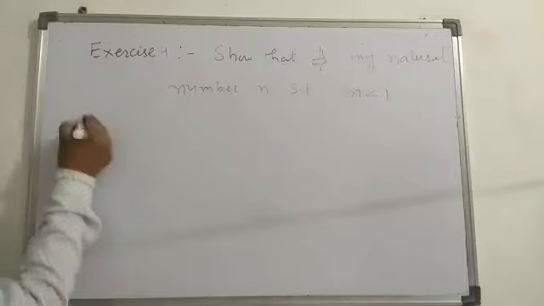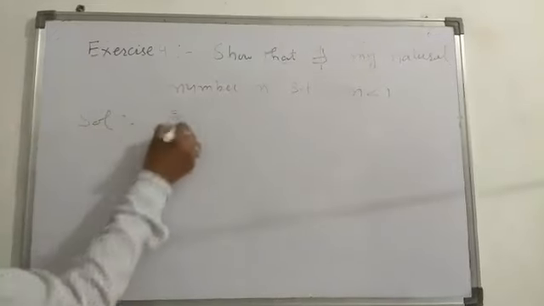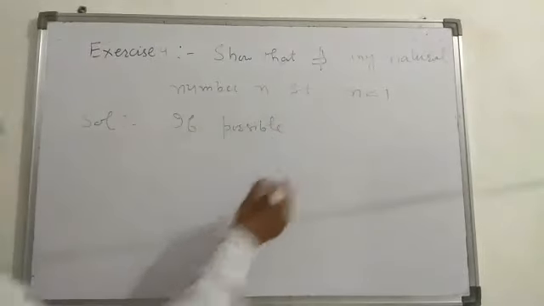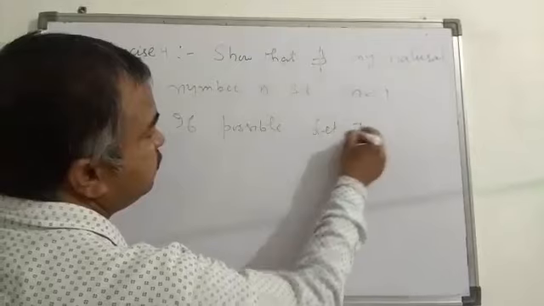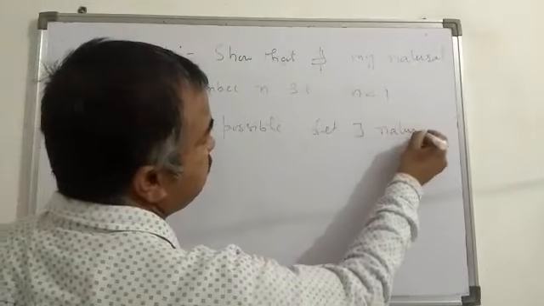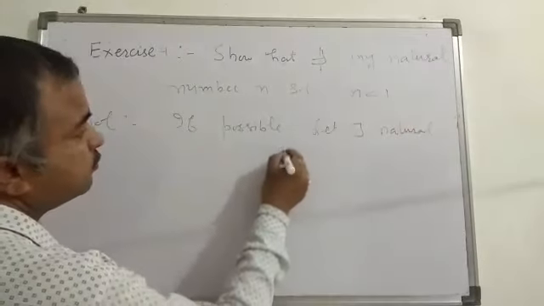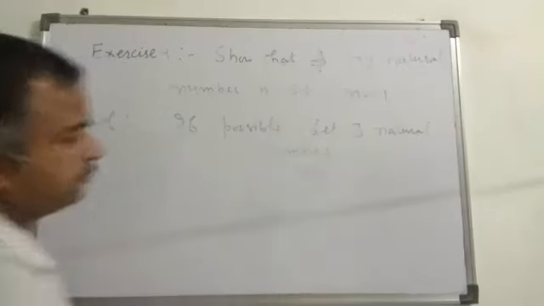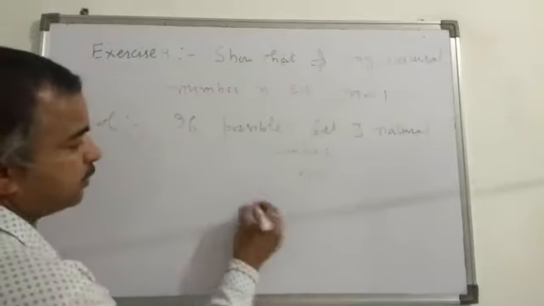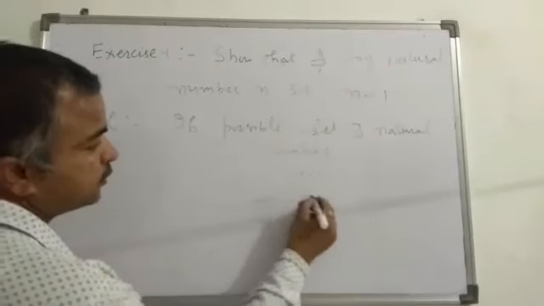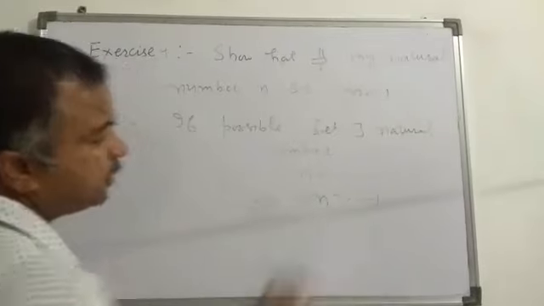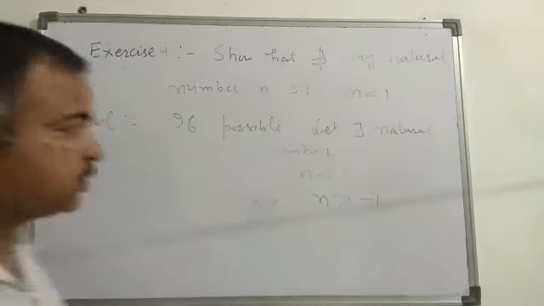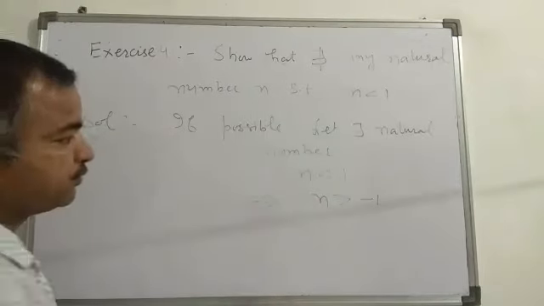So how to prove its solution? If possible, let there exist a natural number n less than 1. So it implies minus n is greater than minus 1. If I multiply with minus 1, the inequality will change. Now I take the reciprocal here.